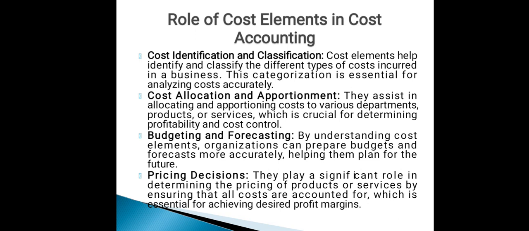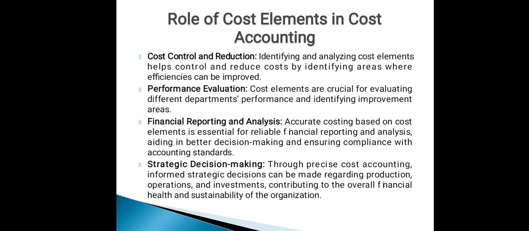Pricing decision. The cost elements also help the organization take a pricing decision. Based on the cost incurred for each element, they can calculate the total cost, and after finding the total cost, the company can decide on fixing the selling price. The next one, cost control and cost reduction. If the organization knows the cost of each element, it is easy to reduce the cost. They can identify where they are spending more, and take the necessary strategy to reduce the cost in each element.